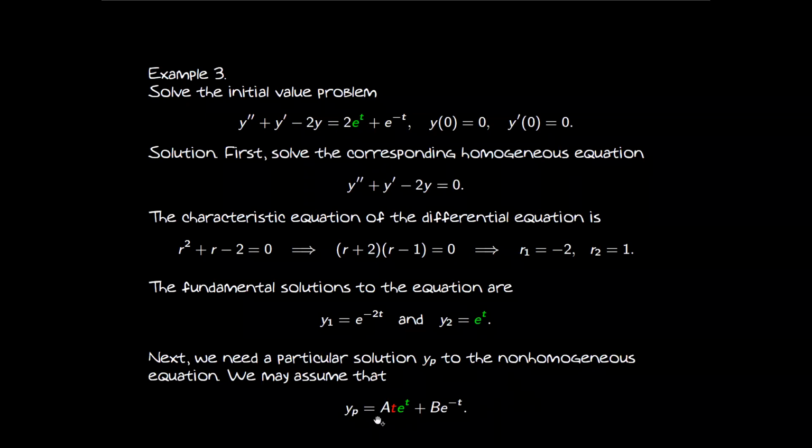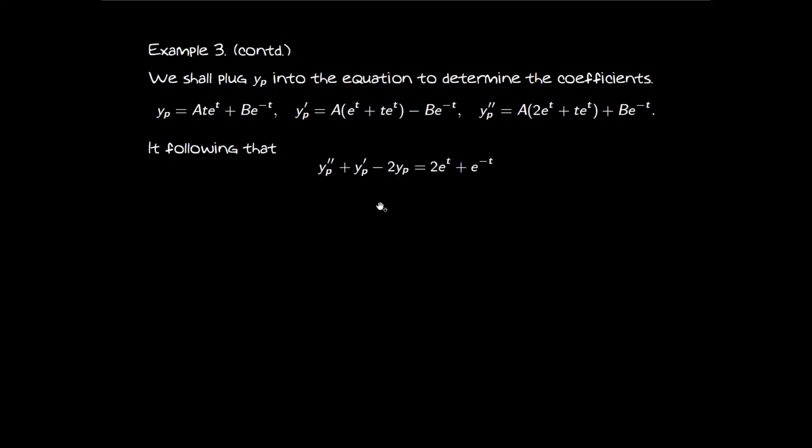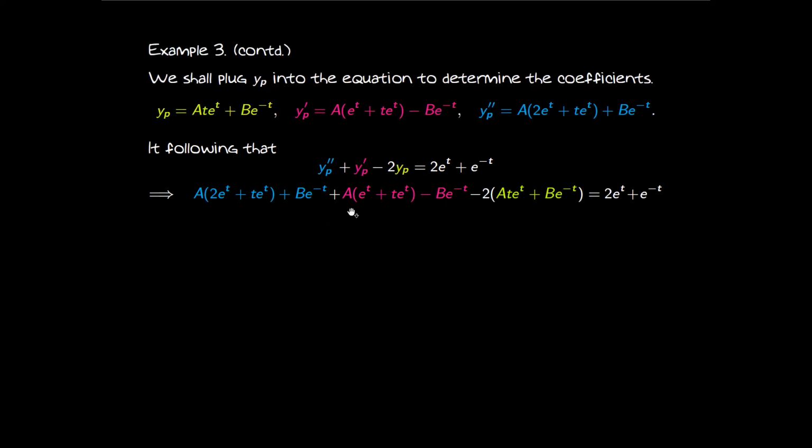So now we just need to find the derivatives of y sub p and then plug them into the equation to find the a and b. For the derivative, you have to use the product rule for the first term. But this one is pretty neat, right? So we just do the product rule, and we can get y sub p prime and y sub p double prime. And now we're going to just plug this into the original non-homogeneous equation, and we can get the equation to be like this.